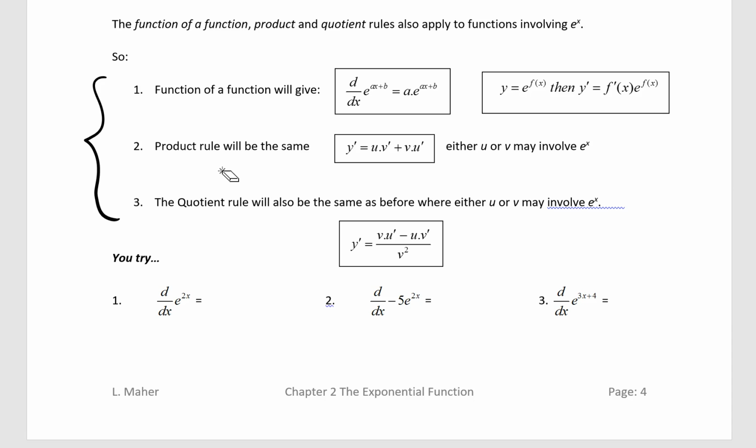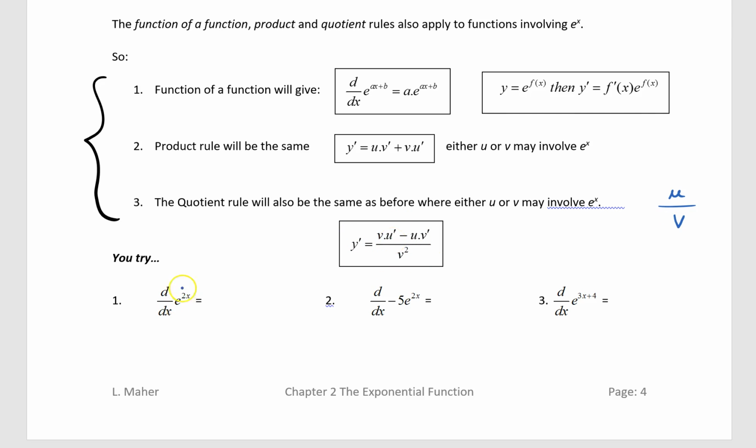The third differentiating rule that you must obey is the quotient rule. The quotient rule says if you can see that you have u over v, where u is a function in x and v is a function in x, and one of those will involve e to the x, you must use this rule.